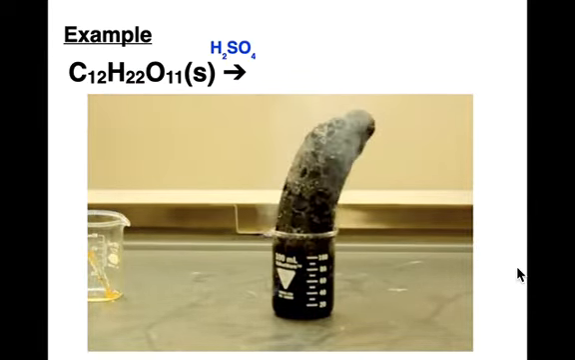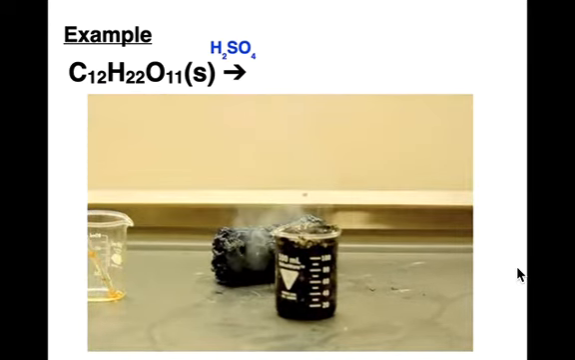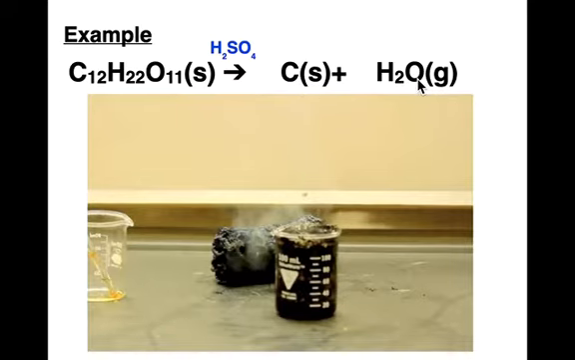Great deal of heat, and that black substance that's coming off there is just pure carbon, and you can see the steam being given off, and that's the water. So those are the 2 products, carbon and water. To balance it, we just need 12 in front of the carbon and 11 in front of the water.